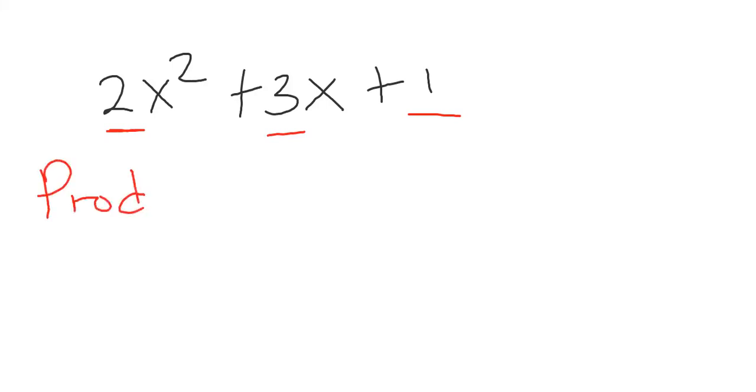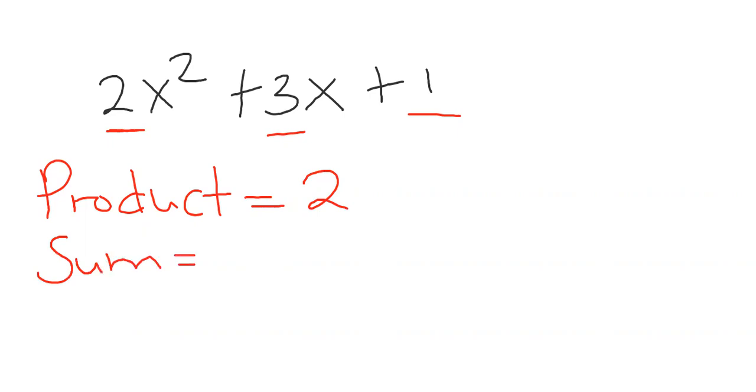You are going to start off by multiplying the 2 and the 1. 2 times 1 gives us the 2. Then the next thing that follows is you are going to look for 2 numbers. You multiply them, they give you 2, but those same numbers, when you add them, they give you a sum of 3.